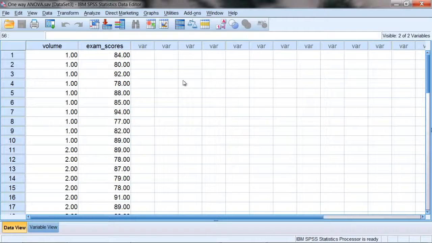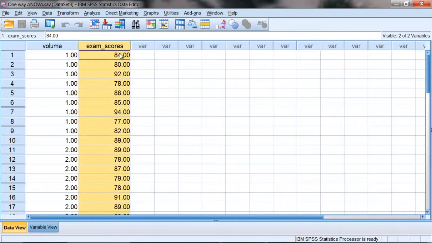And on your screen you see an example where we have two variables. We have volume and exam scores. And we used a similar example when we conducted the independent samples t-test. In this example, what I've done is I've added a third group to help underscore the relationship between these two tests. And let me show you what I mean here.